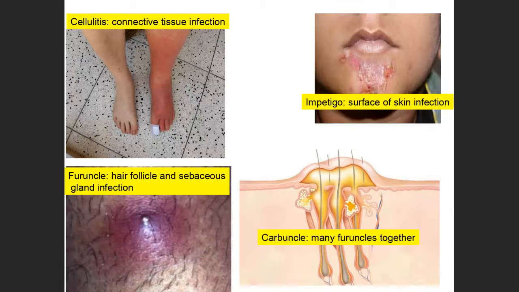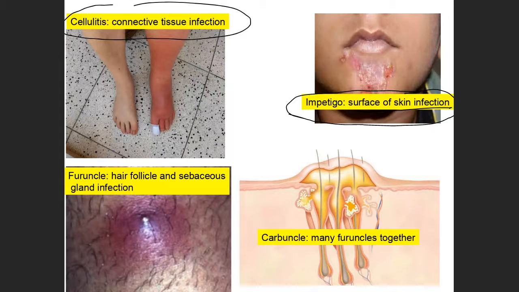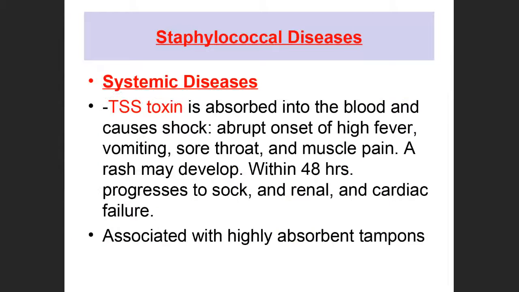So impetigo, it's an infection of the epidermis of the skin, a surface skin infection. Cellulitis is an infection of the connective tissue, so the dermal tissue, the dermis of the skin, versus the epidermis for impetigo. A furuncle is a hair follicle and sebaceous gland that's infected. A carbuncle is the infection of many furuncles together. So we've all dealt with one of these at one point or another.